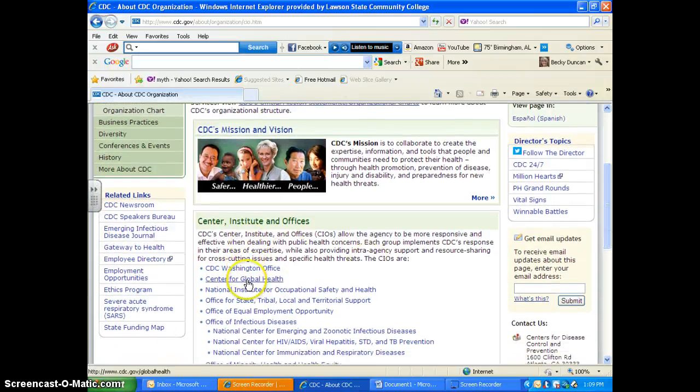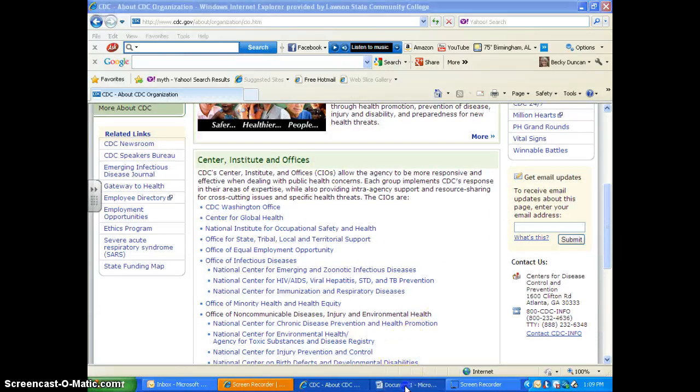They have a Washington office. They have the Center for Global Health. These are people they collaborate with, their institute, their offices. I have learned a great deal about this website.